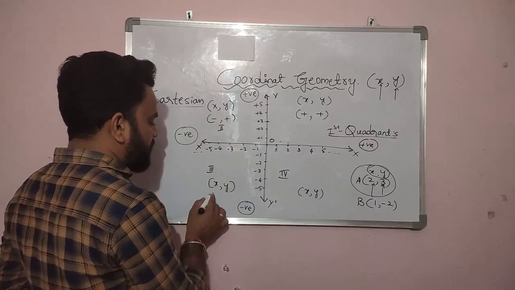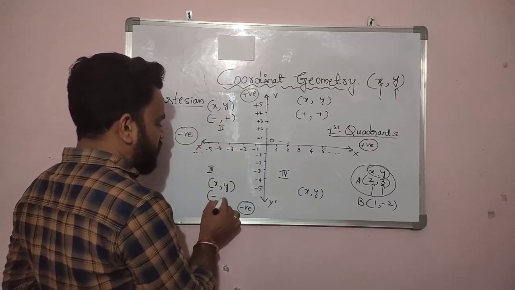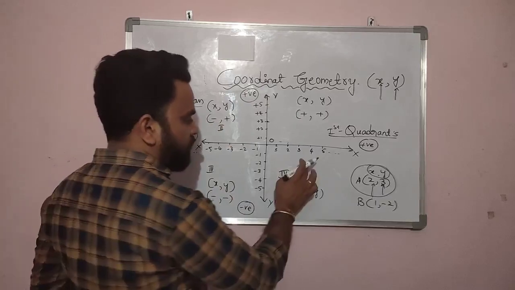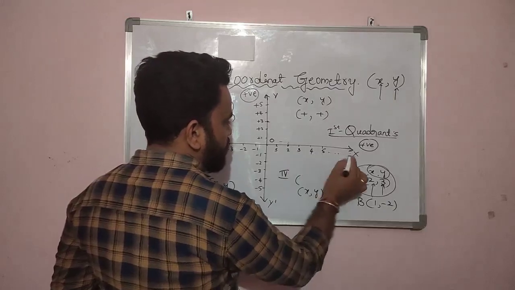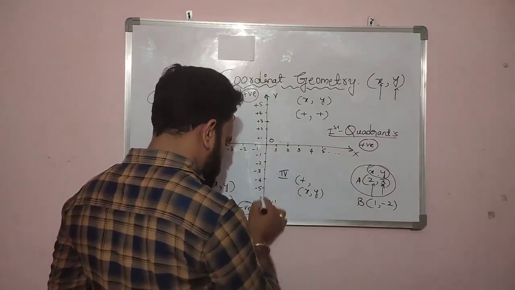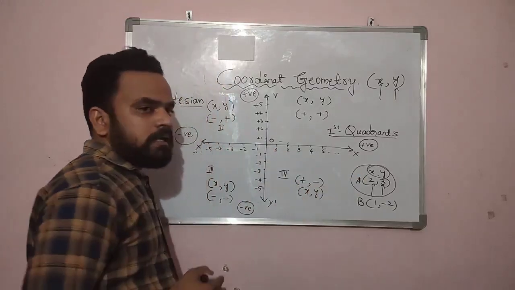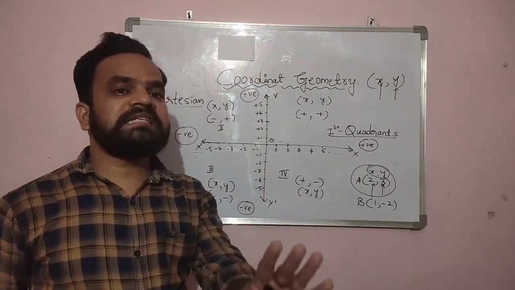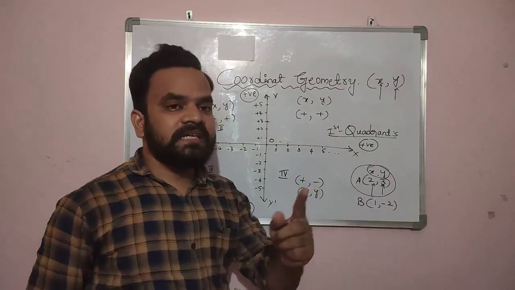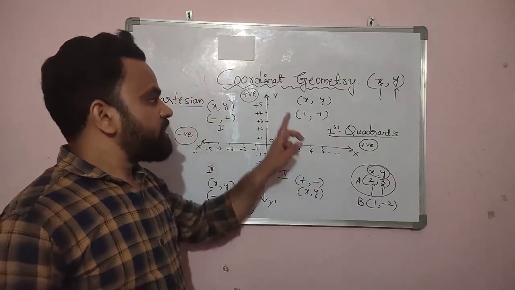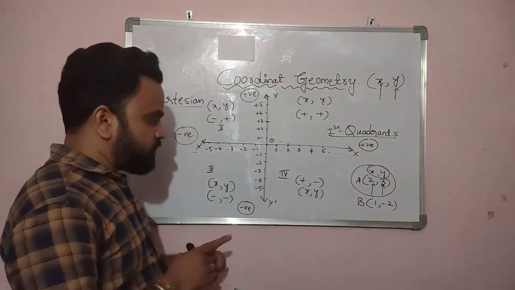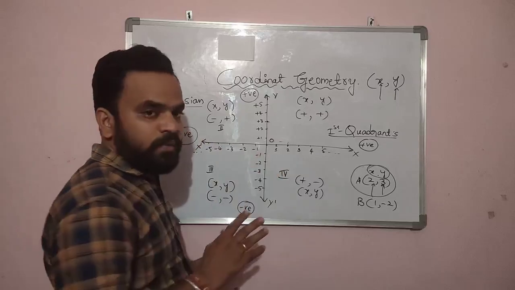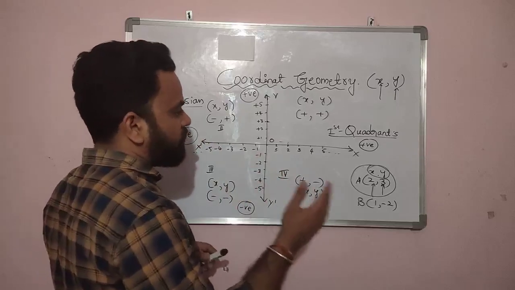In the third quadrant, x is also minus, y is also minus. In the fourth quadrant, x is positive, y is negative. See, if we know these symbols only, you can tell in which quadrant exactly the given point is located, right? See, once again, I will repeat for all of you. Please do note this.